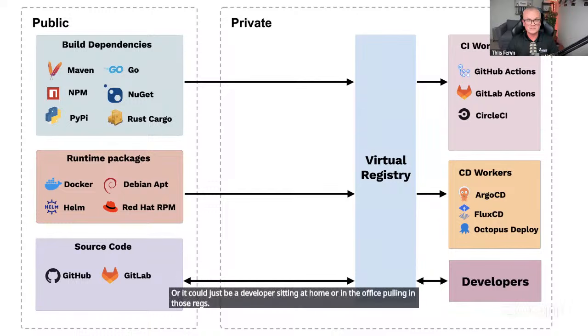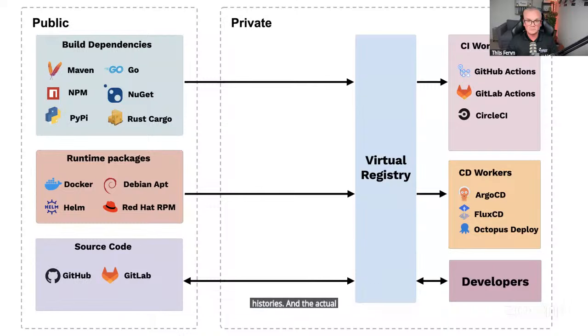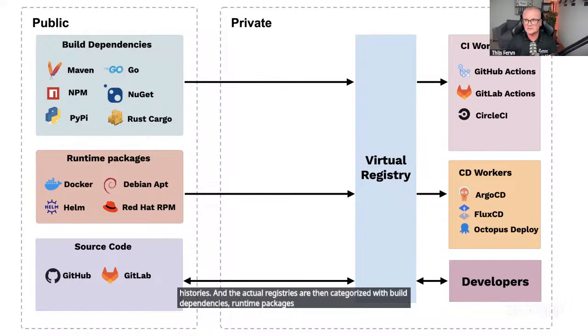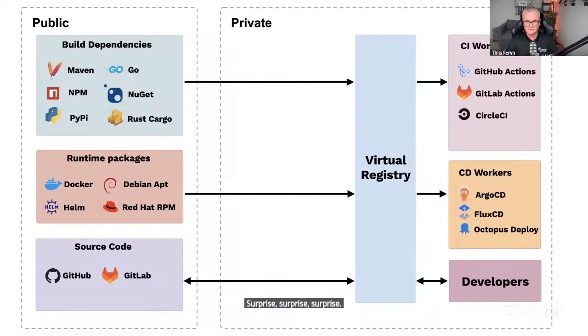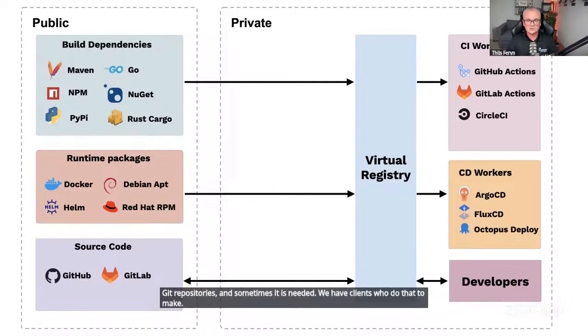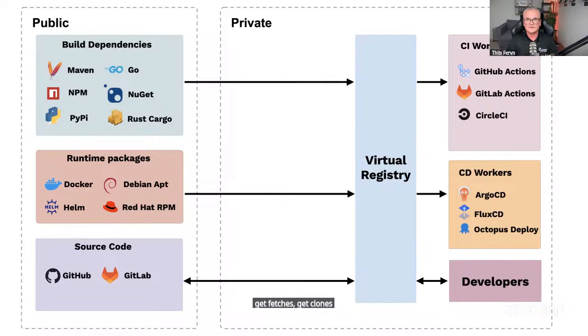And the actual registries are then categorized with build dependencies, runtime packages. You recognize the logos, right? Or even, surprise, surprise, surprise, Git repositories. Did you know that you can cache Git repositories? And sometimes it is needed. We have clients who do that to make Git fetches, Git clones a lot faster. And you can do that for those public images. And you can host that virtual registry as close as you want it, probably in a private environment.